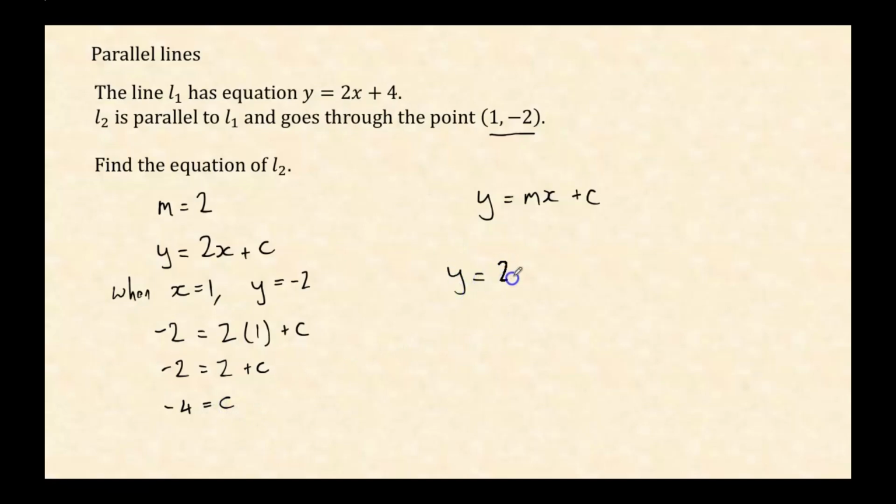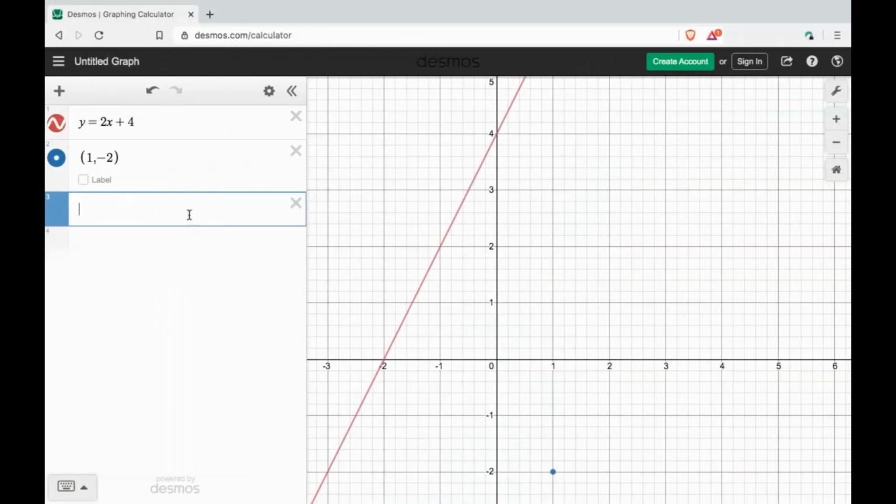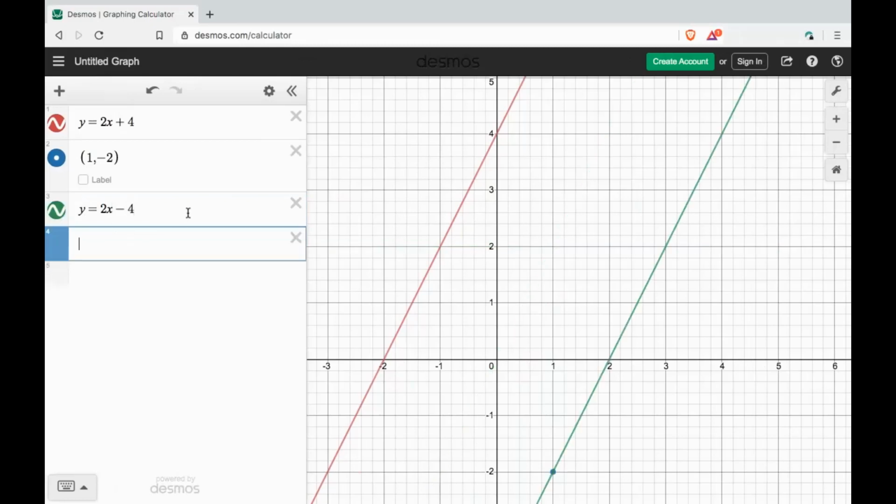So overall now, I have everything I need. y equals 2x, and now my c was negative 4. Let's go and have a look at that in the graphing software and see if we were right. So if I key in y equals 2x minus 4, yes, it does go through our point there, and you can clearly see that it's parallel.